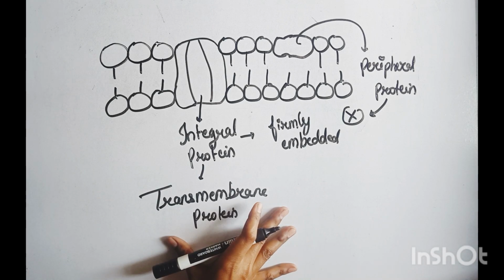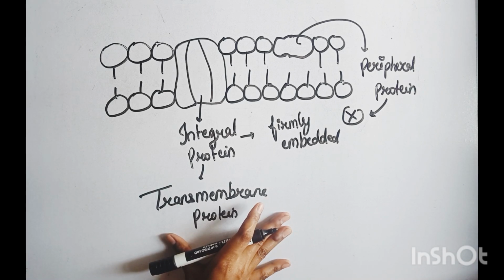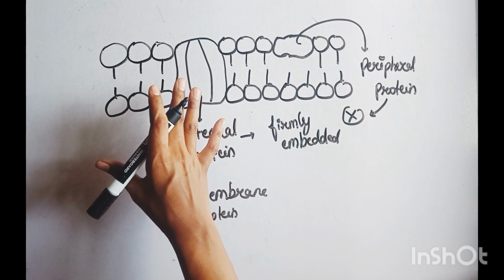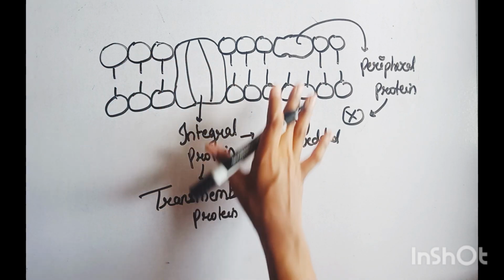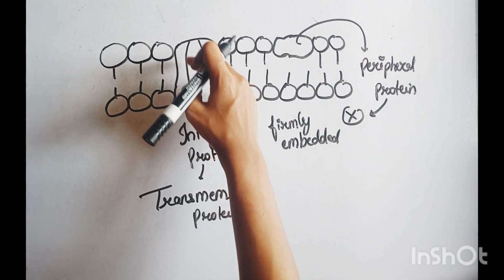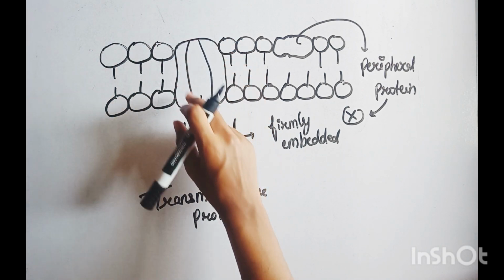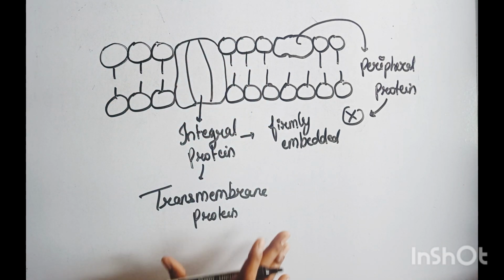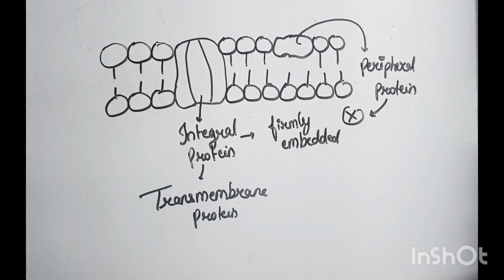What is a transmembrane protein? Transmembrane proteins extend into and through the lipid bilayer and protrude into both the intracellular and extracellular fluid. So this is called a transmembrane protein.